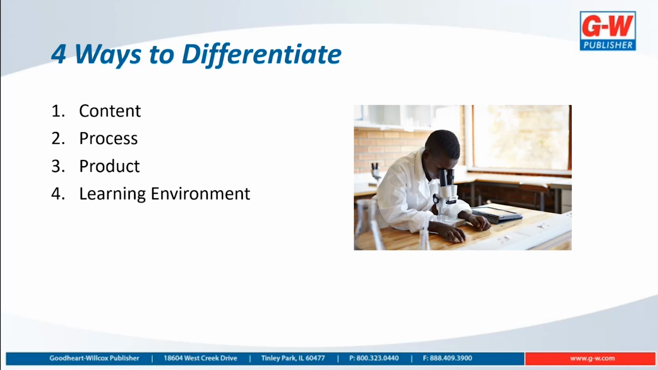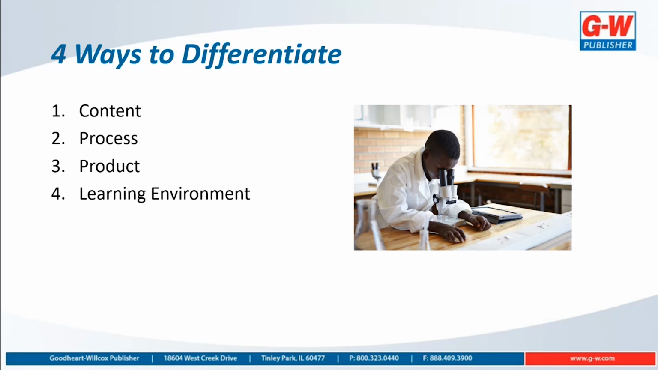So you can differentiate in 4 different categories. Our first category is content. So you can differentiate your content. And to do this, you're going to assess your students' prior knowledge or their skills in a topic and then differentiate from there. You're basically meeting them where they're at when they start that topic in your class.